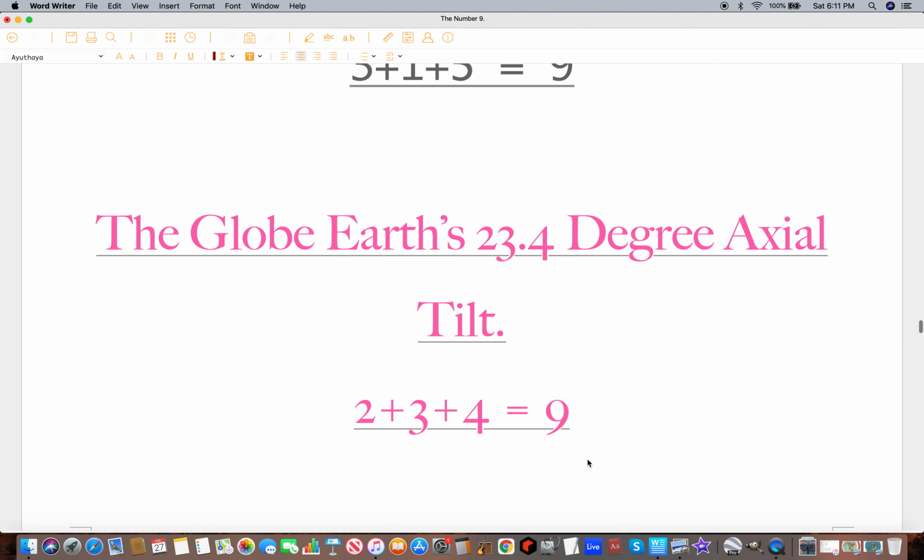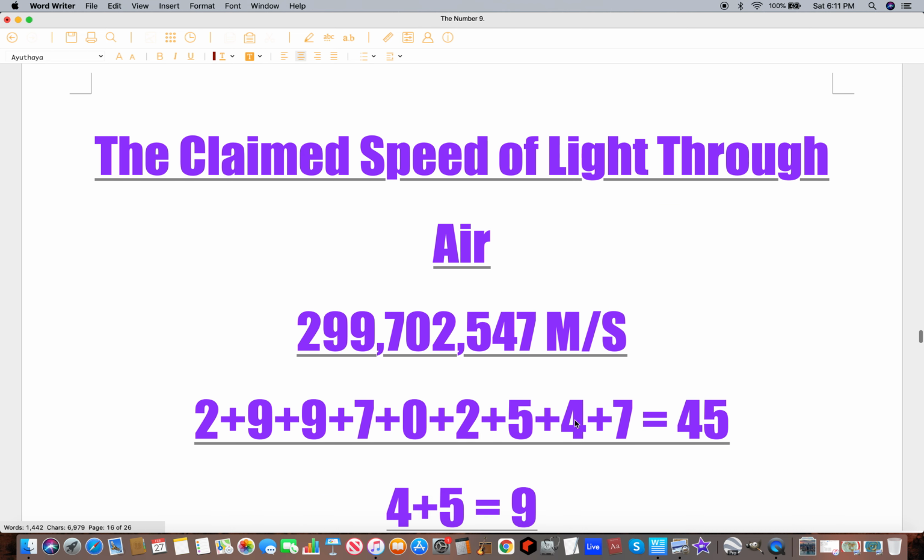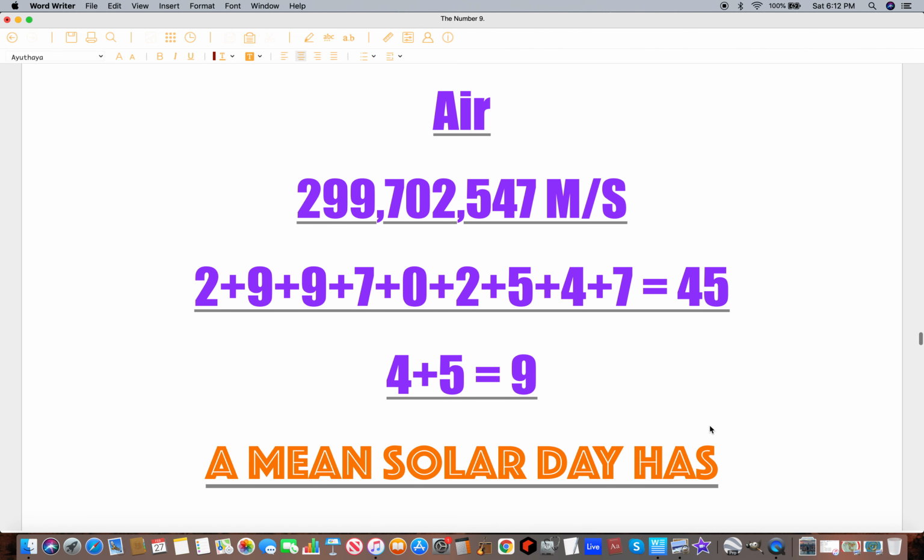The globe Earth's 23.4 degree axial tilt. 2 plus 3 plus 4 equals 9. The claimed speed of light through air, right? 299,702,547 meters a second, right? That all comes up to 45. Added together, 4 plus 5 equals 9.